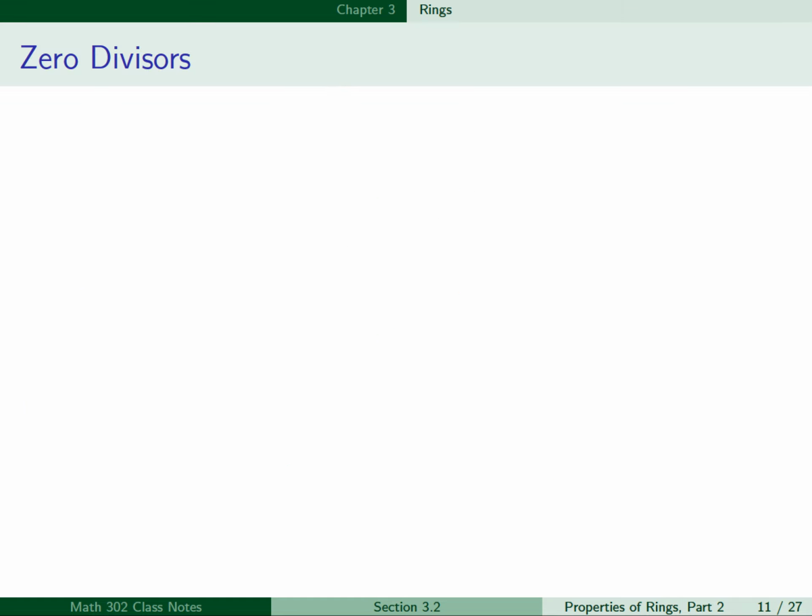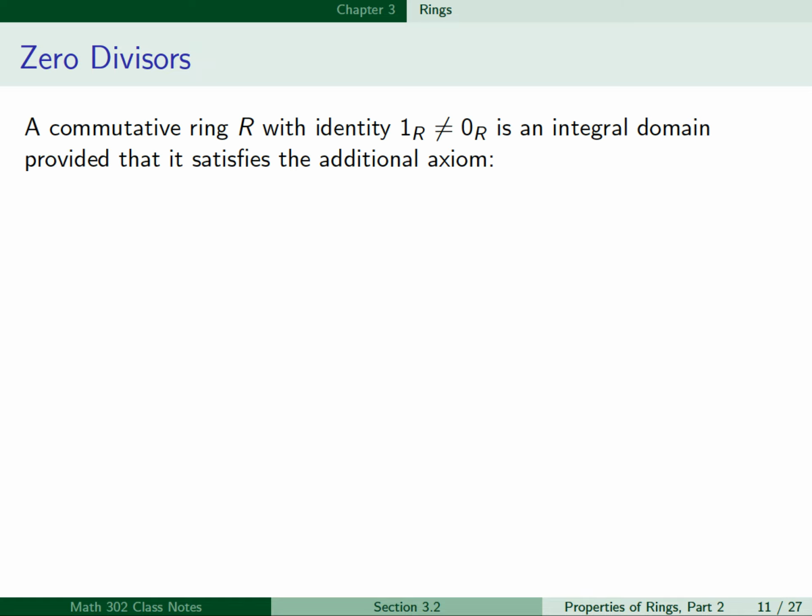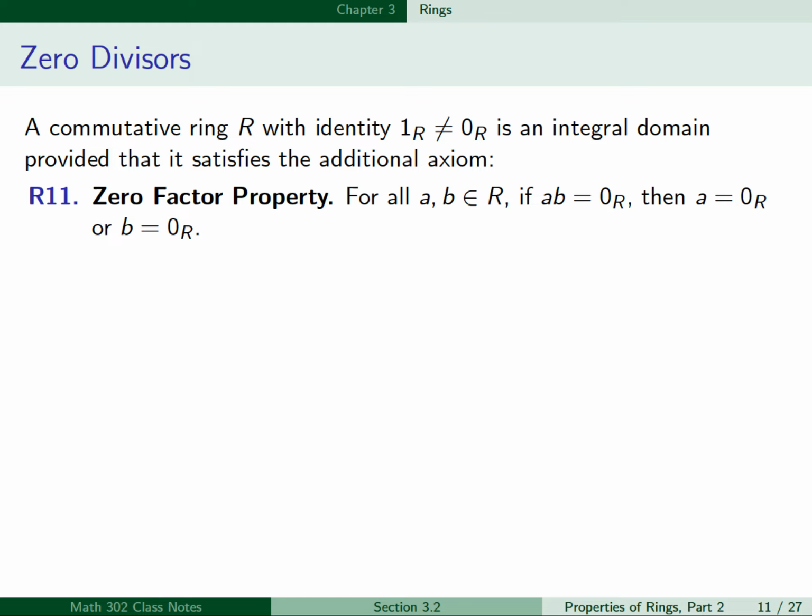Next, we want to discuss zero divisors. So a commutative ring R with multiplicative identity 1 sub R not equal to the additive identity 0 sub R is an integral domain provided that it satisfies the additional axiom. This is R11, the zero factor property. For all a, b in R, if a times b is 0 sub R, then a is 0 sub R or b is 0 sub R.